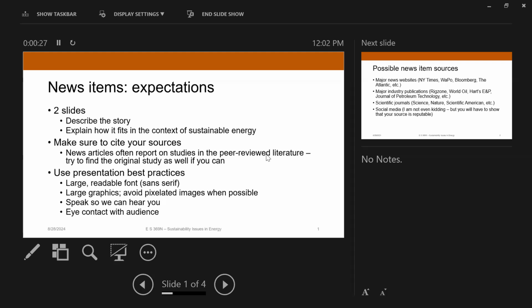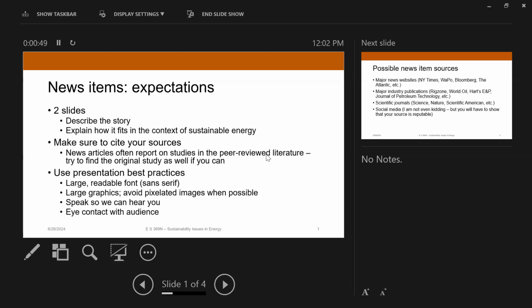And then on the second slide, you need to give a description about how this fits within the context of sustainable energy. Please make sure to cite your sources, okay? Whether it's a news article or an actual peer-reviewed study itself, make sure you go back there.